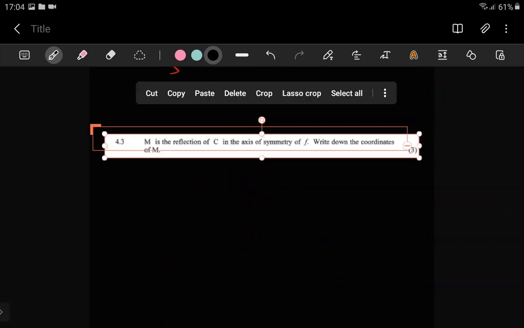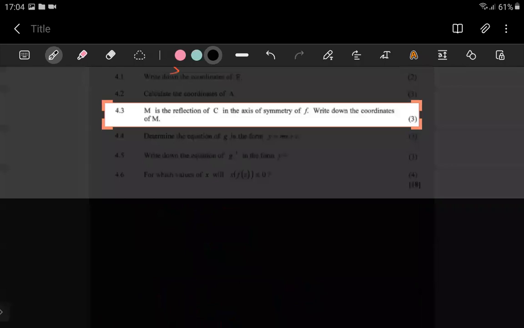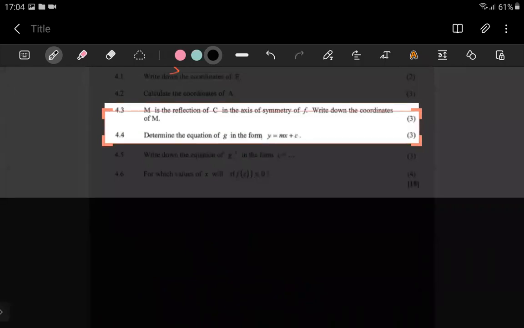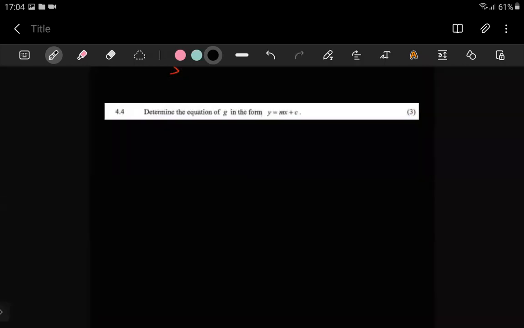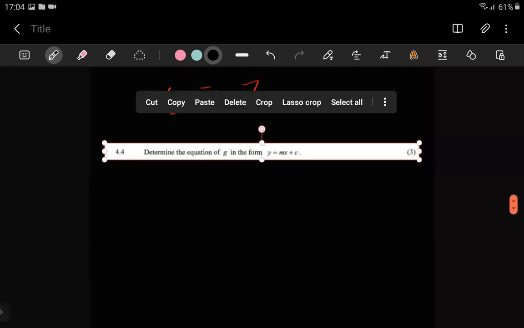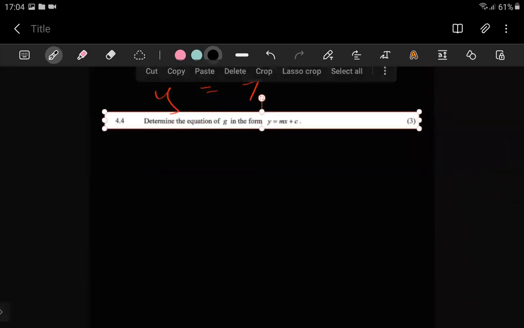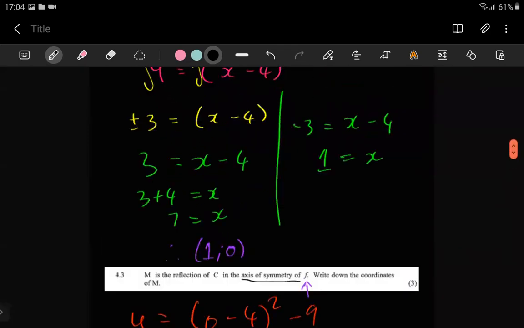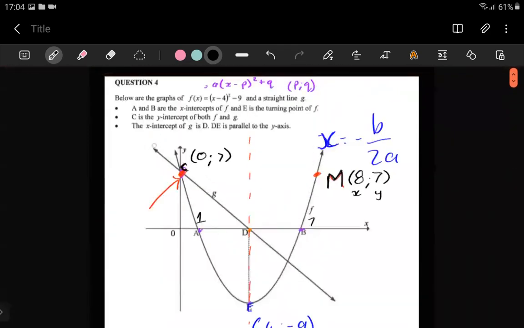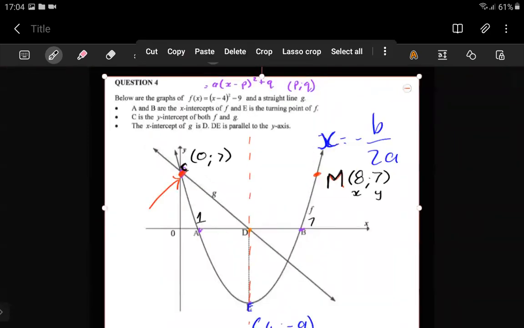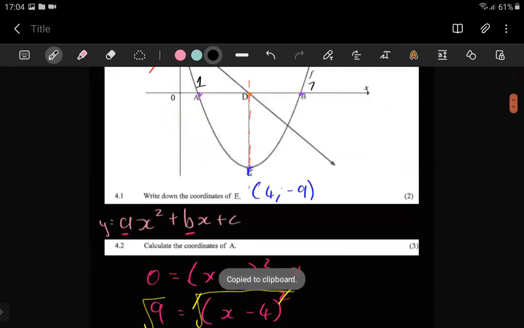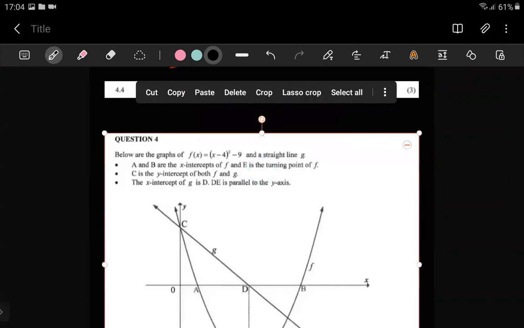So for 4.4, let's see what they're asking us. 4.4 is asking for the equation of the straight line. They're asking for the equation of G. Let me actually just copy the image and then bring it down here. Maybe it'll be better.